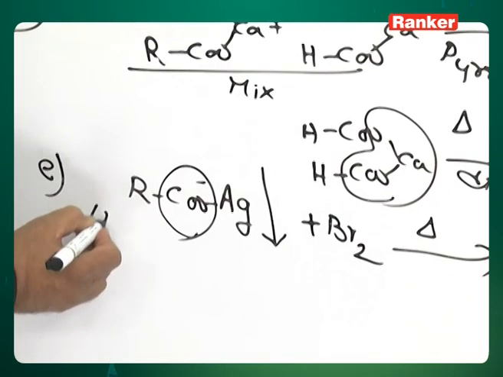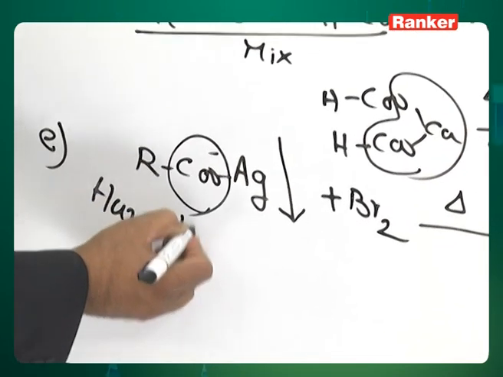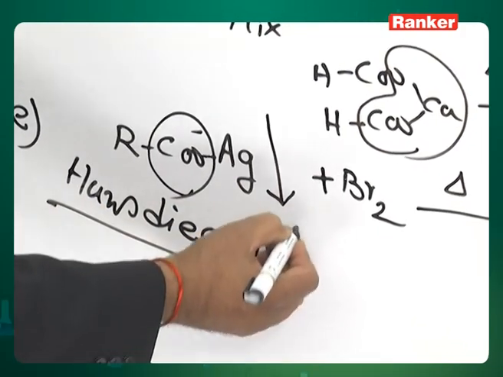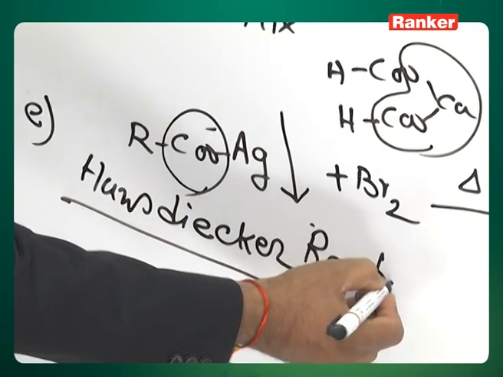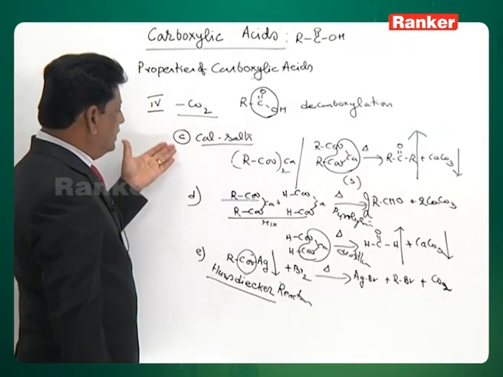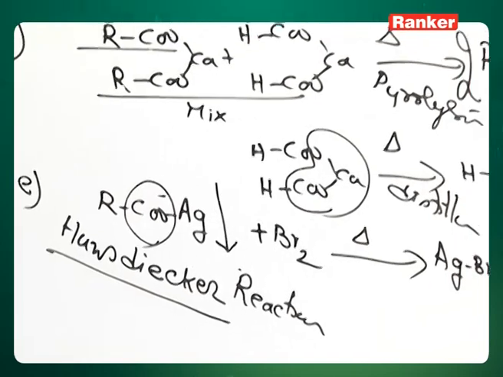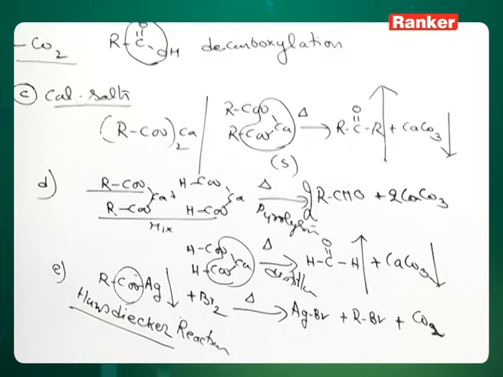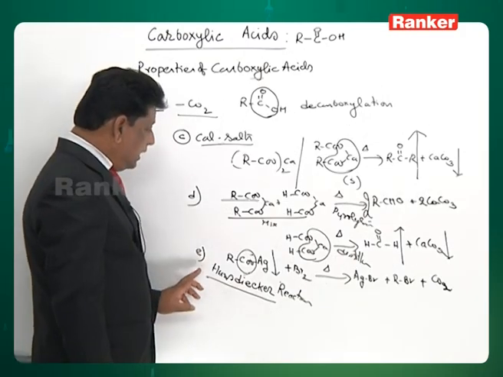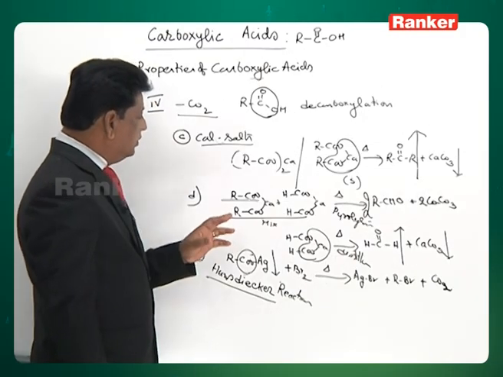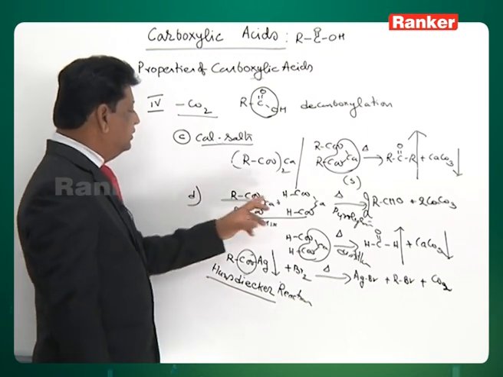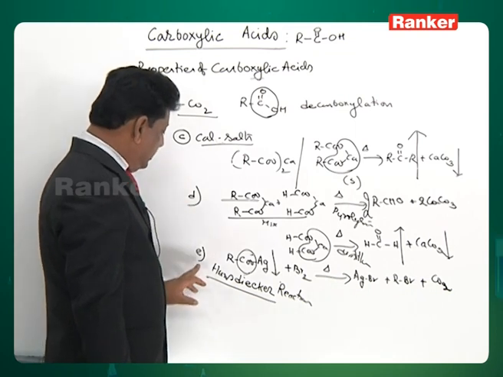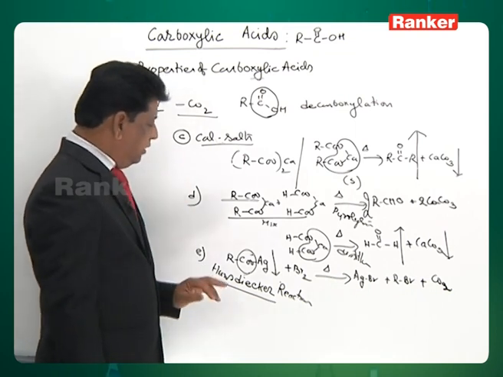This is a name reaction called the Hunsdiecker reaction. Pyrolysis has no name, but Kolbe electrolysis is a named reaction. The first one, soda lime decarboxylation, has no name. In the calcium salts, if barium and thorium are taken instead of calcium, some names are there, but this Hunsdiecker reaction is very popular.